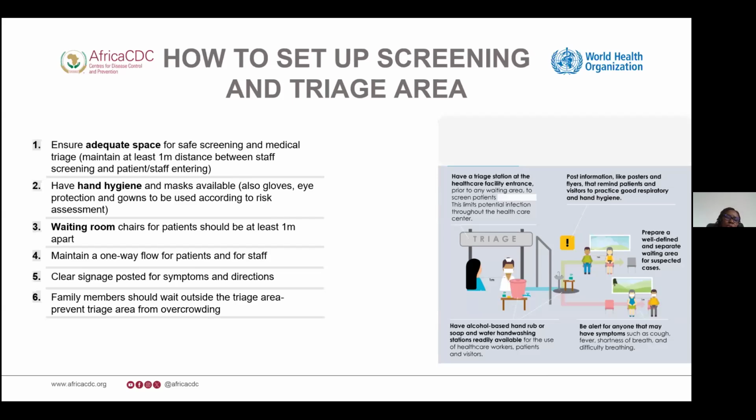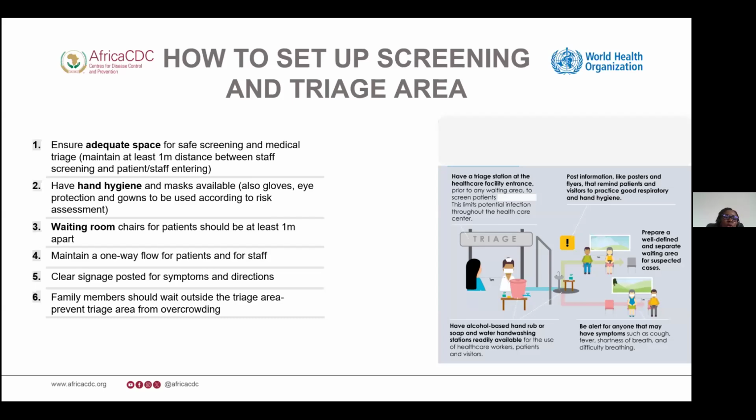How do we set up a screening and triage area? First of all, we need an adequate space so that the screening and the triage will be done safely for the staff performing screening, safely for the patient being screened. There should be a distance of 1 meter between various staff. We should also have hand hygiene, as during COVID, we need PPEs, masks, gloves, eye protection. We need gowns to be used.